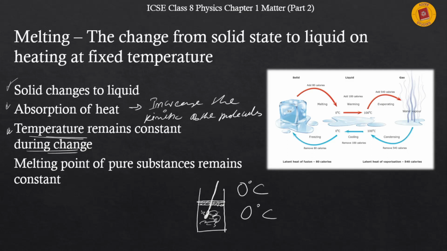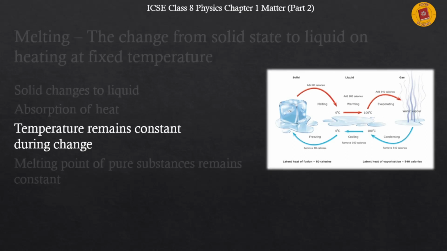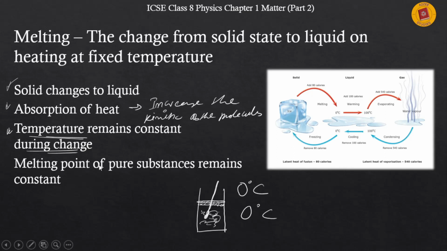We will be studying it in a later class. Right? Melting point of pure substances remains constant. If it is a pure substance, if you take distilled water, you will see that wherever you go, whatever sample you take, the freezing or melting point of pure ice made from pure water is always 0 degree centigrade.